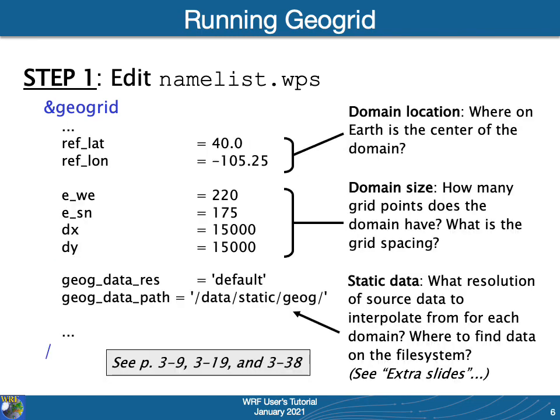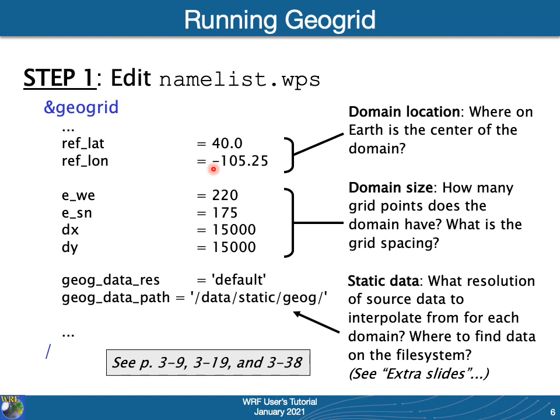After we've chosen a suitable map projection, we can then specify the geometric center of our simulation domain. And we do that with the reference latitude and reference longitude parameters. So in the geogrid namelist group, we're going to set reference latitude to 40 degrees north latitude and reference longitude to 105.25 degrees west longitude. That happens to be the latitude and longitude of Boulder, Colorado.